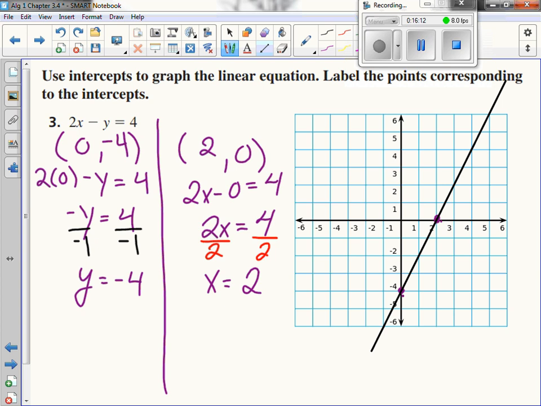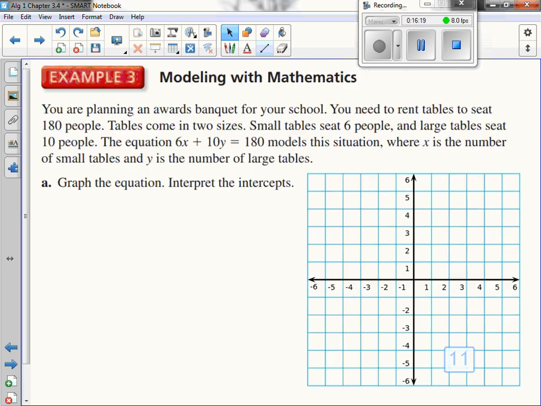I mean, that's example 3. You're planning an awards banquet for your school. You need to rent tables to seat 180 people. Tables come in 2 sizes. Small tables seat 6 people, and large tables seat 10. The equation 6x plus 10y equals 180 models this situation where x is the number of small tables and y is the number of large tables. Graph and interpret the equation.